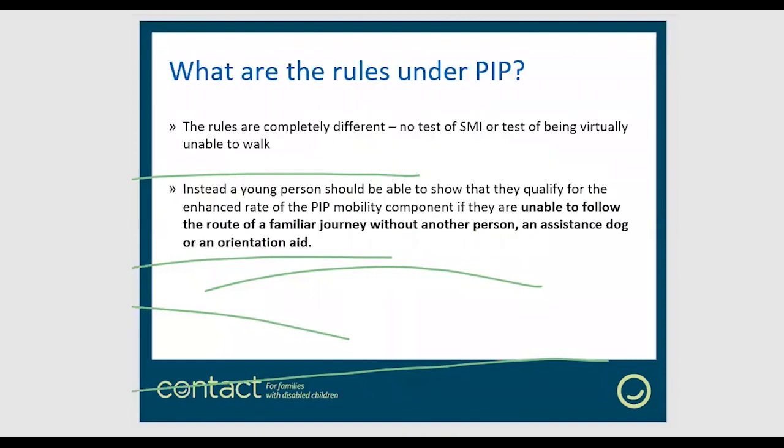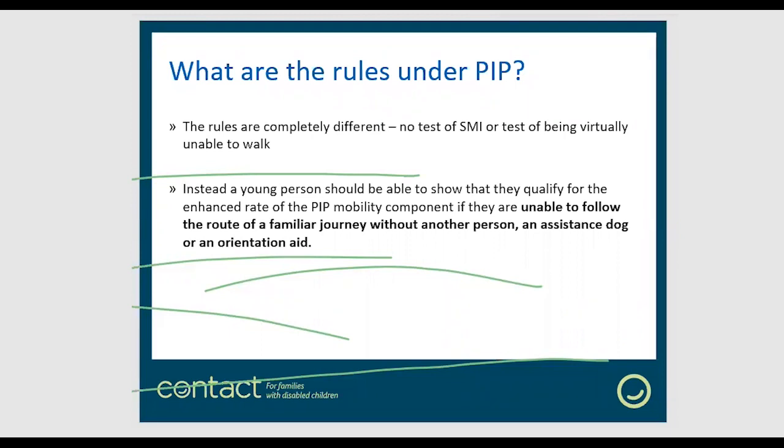People are asking about the physical needs as well. I think that would be a different session to this. To qualify purely for a physical condition, for the high rate mobility, it's different. It is different rules that apply. I'll probably touch on that slightly in a few minutes, Marion.